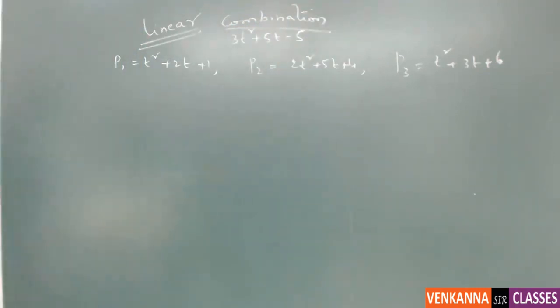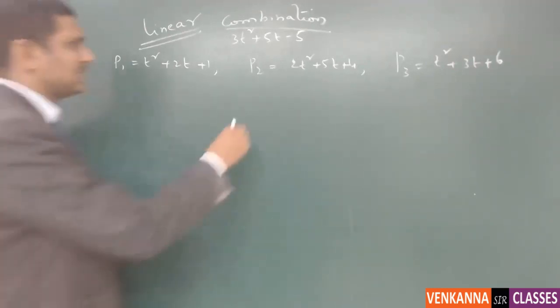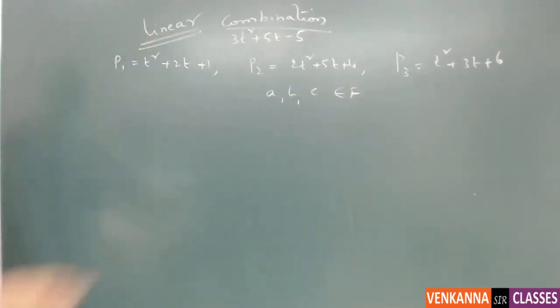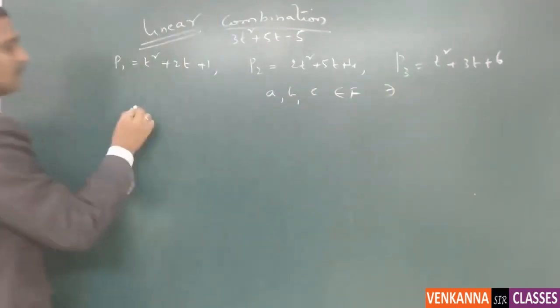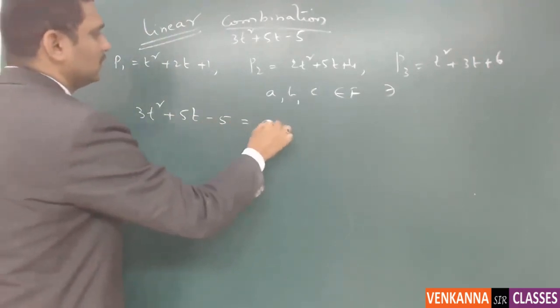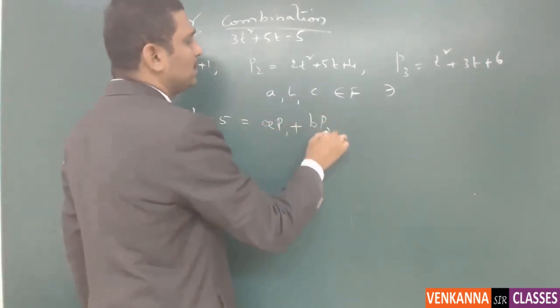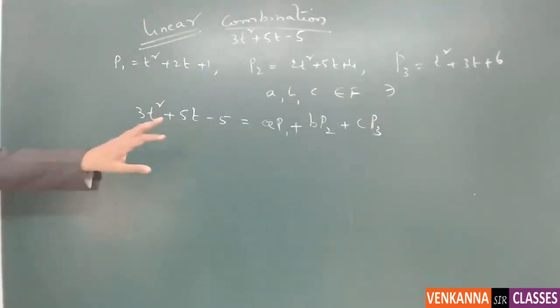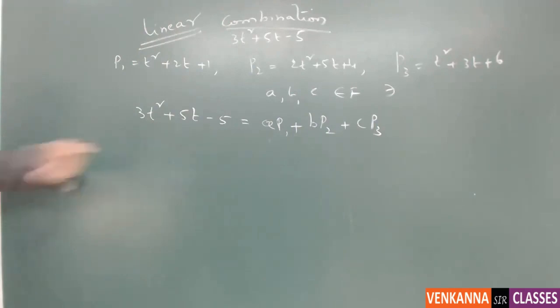Since you know what is meant by linear combination, you just need to obtain the scalars by doing the simplification. Since the field is not mentioned here, by default let us take that A, B, C are scalars in the field such that 3t² + 5t - 5 is equal to A·p1 + B·p2 + C·p3. You need to find the values of the scalars A, B, C, and then you are done.